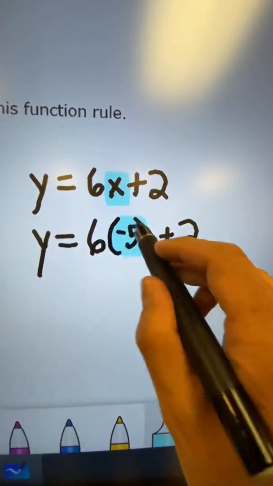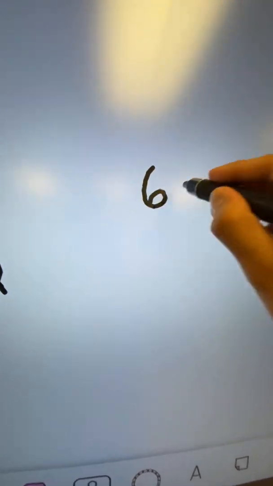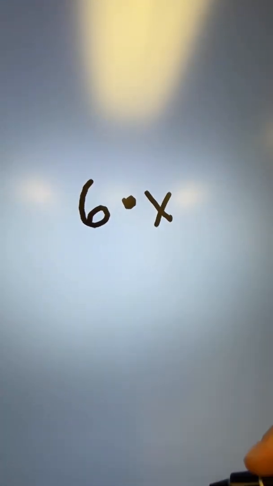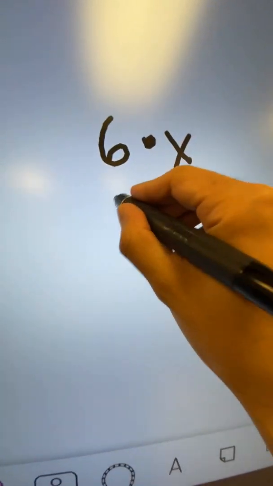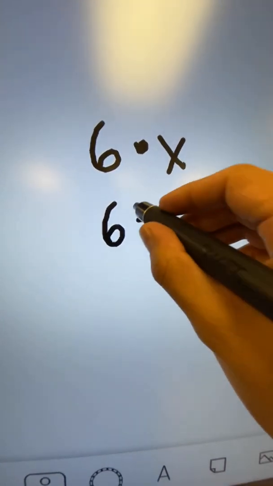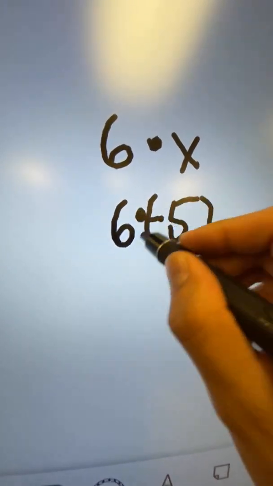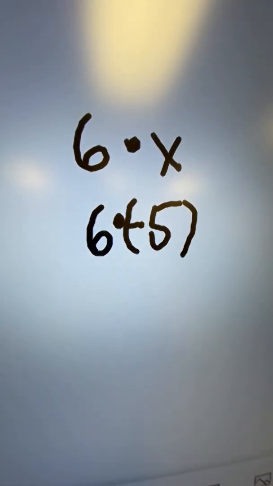And it's important that you put parentheses when you substitute, because when you see something like this, 6x, that really means 6 times x. So I have to put parentheses when I substitute, because if I don't, you're going to get something that looks like this. So don't forget to put parentheses when you do substitute, because again, 6 next to parentheses means you're multiplying those two together.